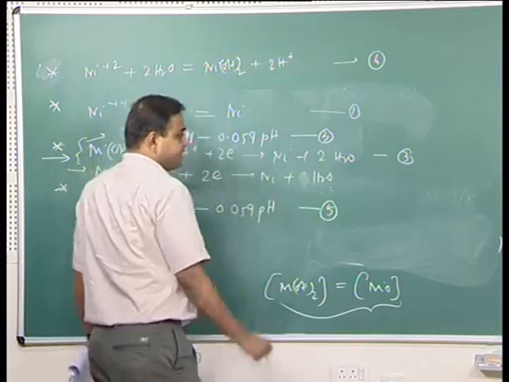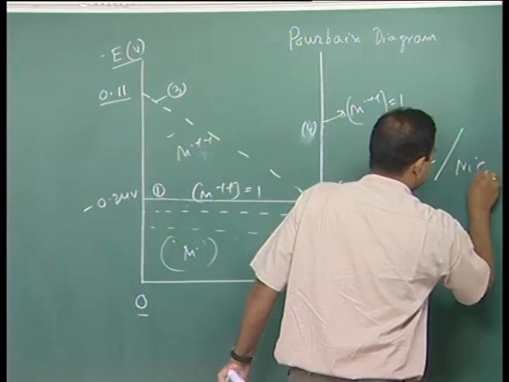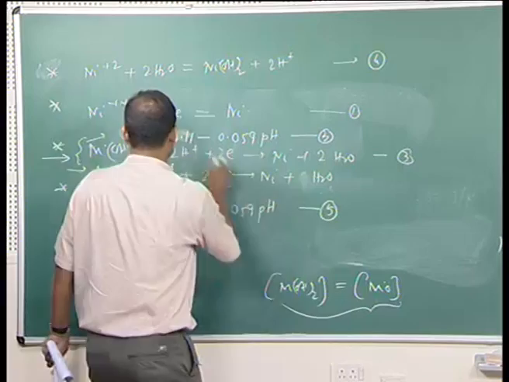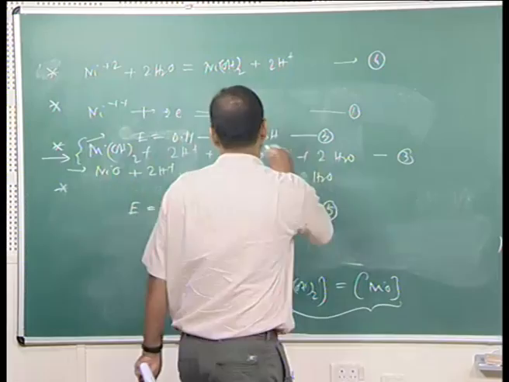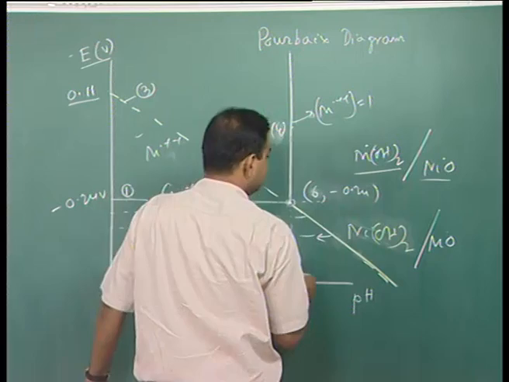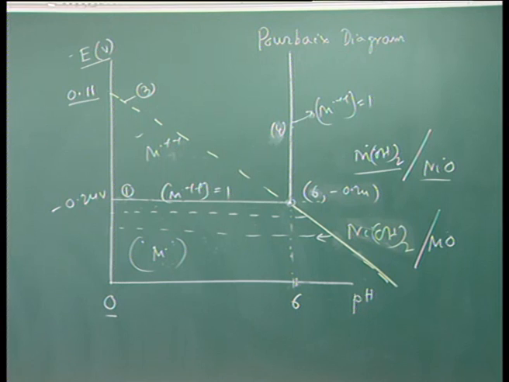So, actually you can also write Ni slash NiO, because this is equivalent to NiO, as well as this reaction and this reaction both are almost equivalent, because from the Nernst equation, you can see that both the equations are same. So, you can have either Ni(OH)2 or NiO and then have this potential pH diagram or Pourbaix diagram for the nickel system.